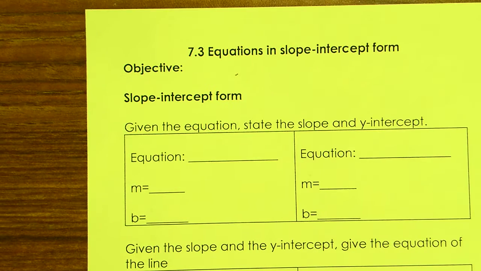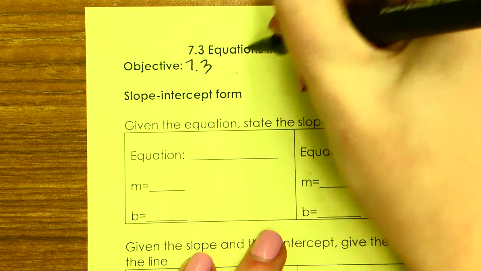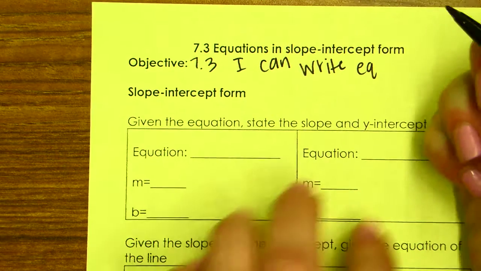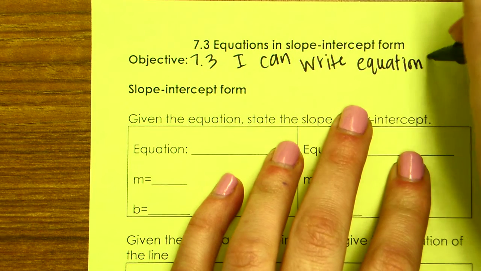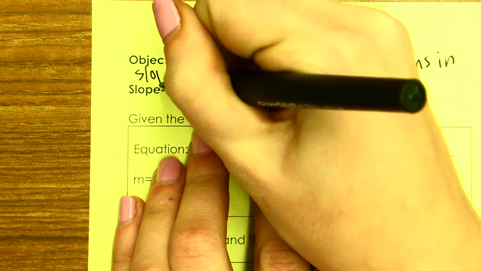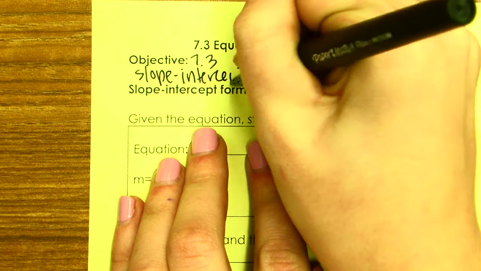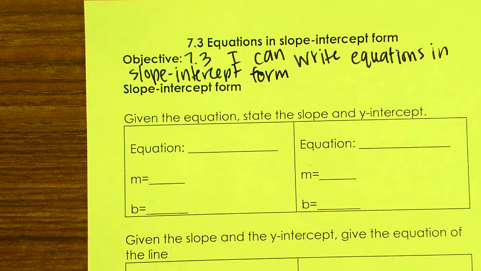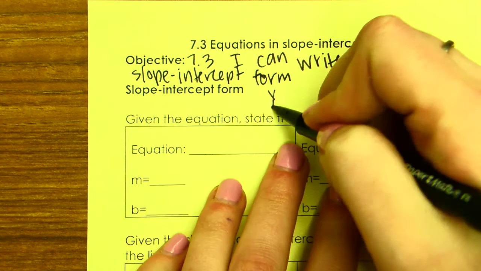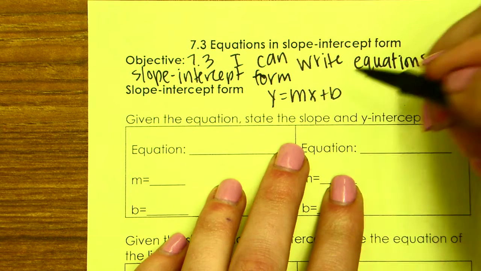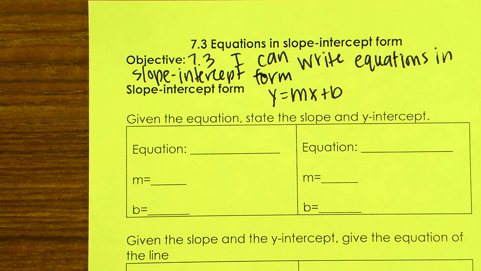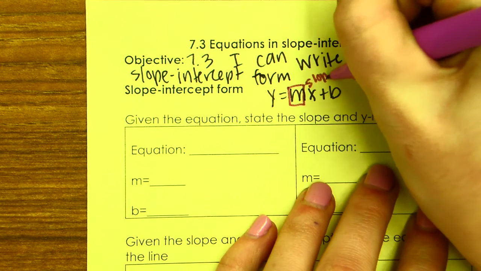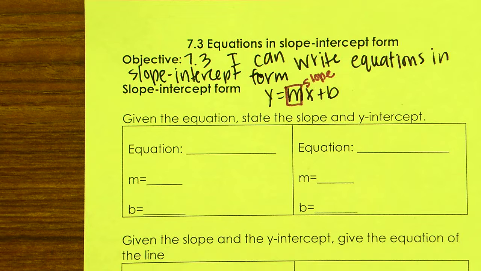The learning target for this lesson is 7.3. I can write equations in slope-intercept form. And remember, slope-intercept form is y equals mx plus b, where m is the slope, and b is the y-intercept.